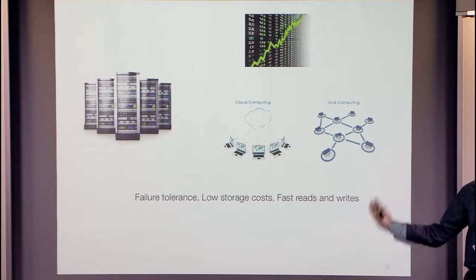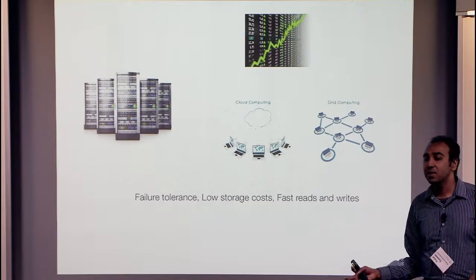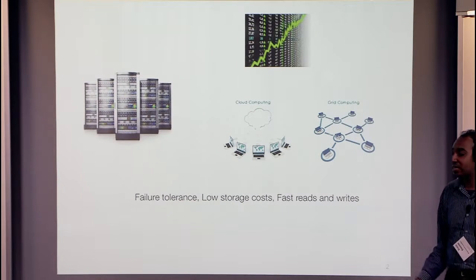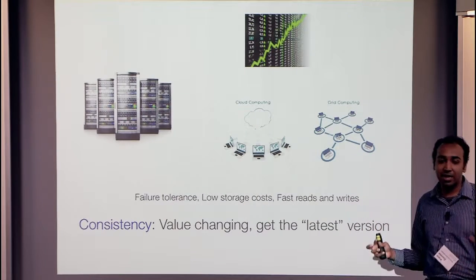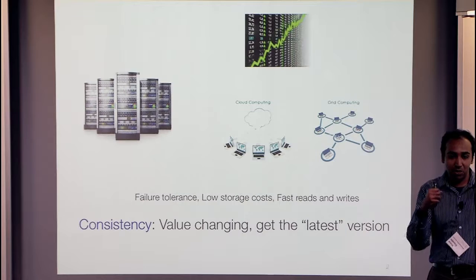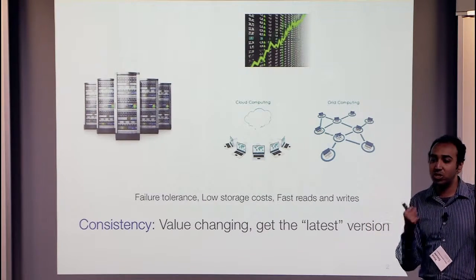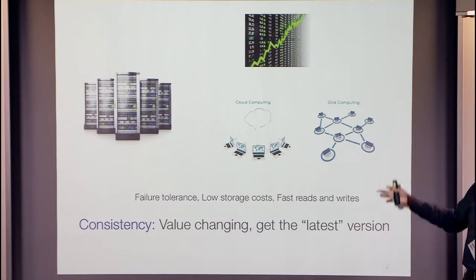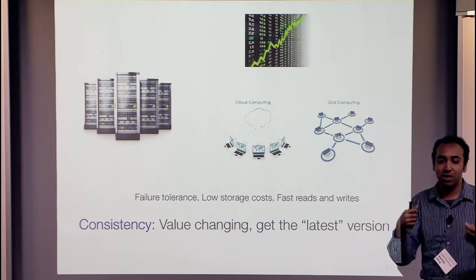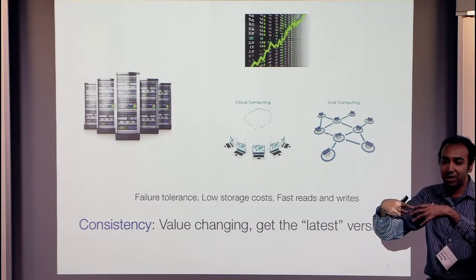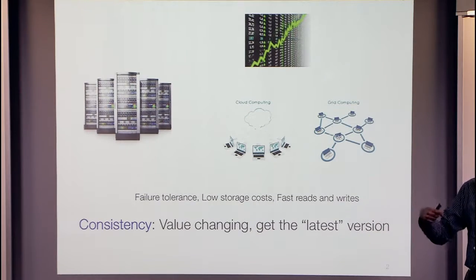So you want failure tolerance, you want low storage costs, you want fast reads and writes. In addition to these standard constraints, there's another constraint that is called consistency. That is, if the value is changing, if your stock value is changing, when I read, I should get the latest value of the stock. Now, in the application of distributed computing, suppose one processor changes the value of some variable, another processor that is reading the value from this distributed storage system should get the changed value.